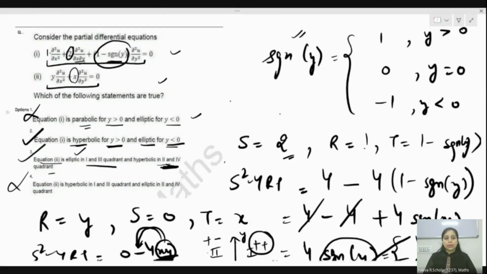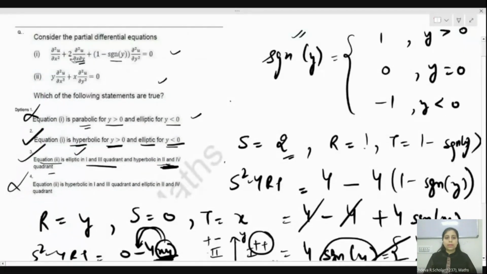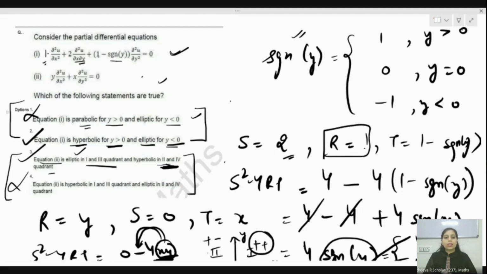One is the equation of type ∂²u/∂x² plus 2 ∂²u/∂x∂y plus (1 minus signum y) ∂²u/∂y² is equal to 0. In the first two options, we are asked about equation number first, and in the last two, equation number second. So taking the first equation, we have the coefficient of ∂²u/∂x² as 1. That means R is 1, S is 2, and 1 minus signum y is T.